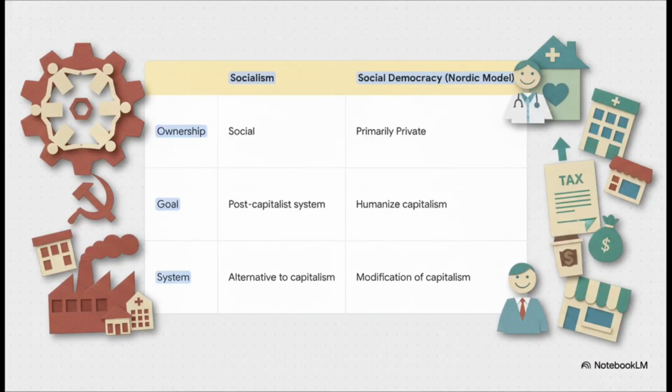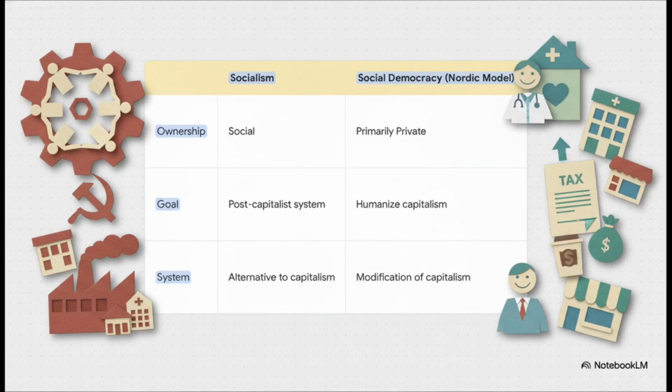This chart does a brilliant job of showing the key distinction. Remember, in a socialist system, the core principle is social ownership of the means of production. But in social democracies, like the ones in Scandinavia, the economy is still fundamentally capitalist. You still have private companies, private ownership, and markets.